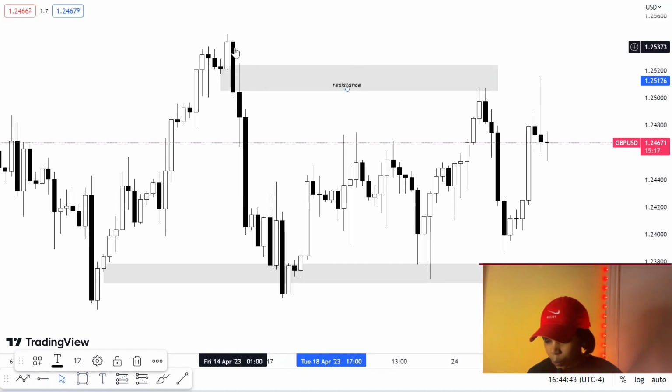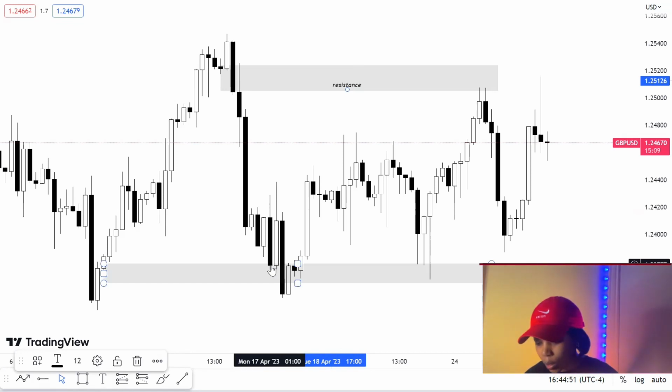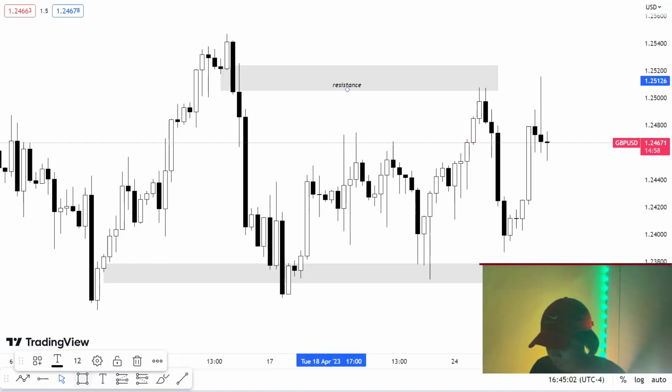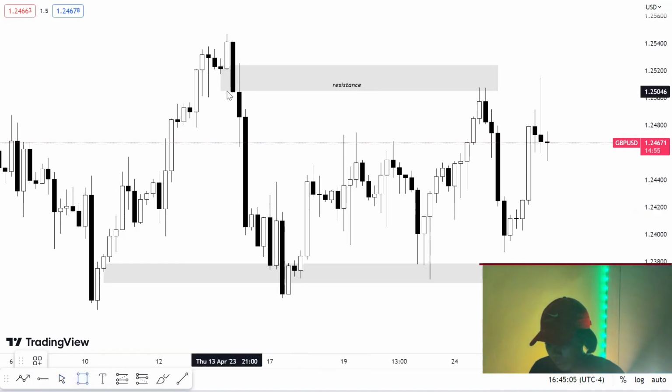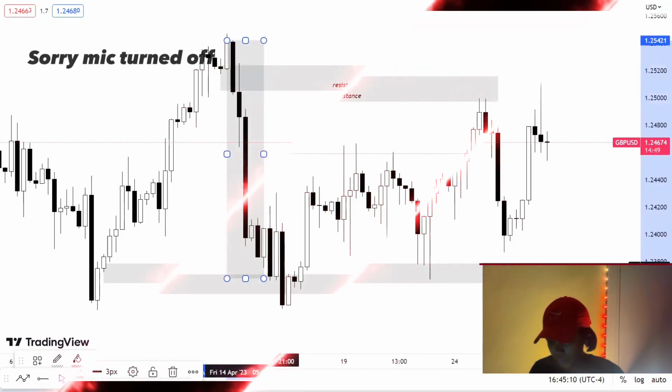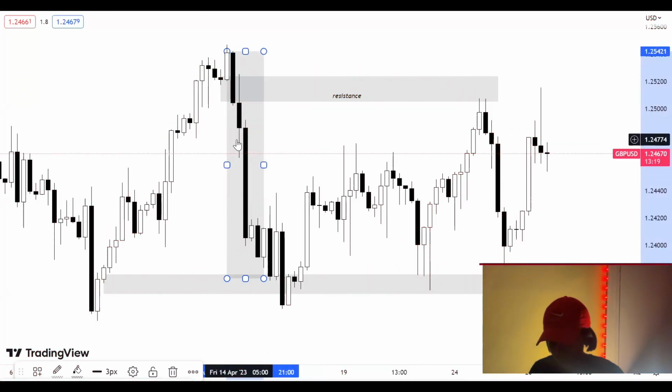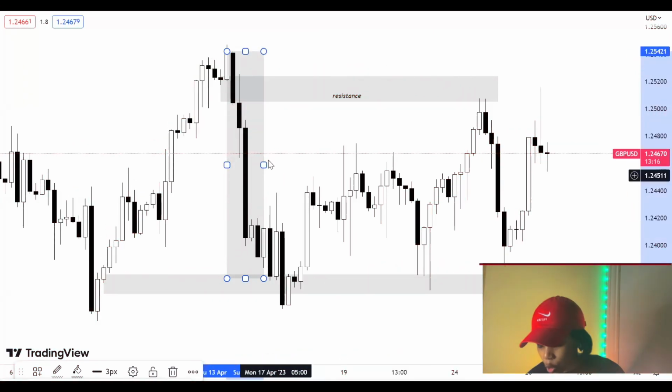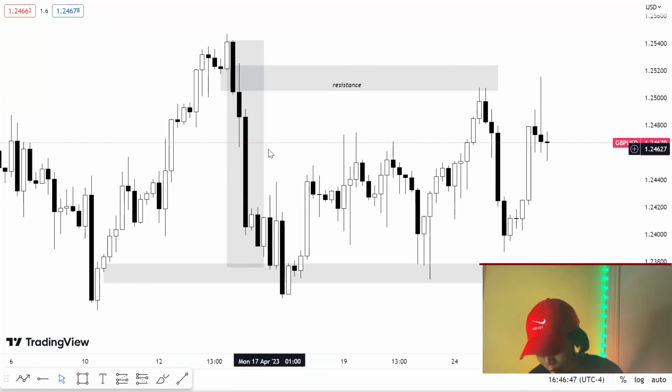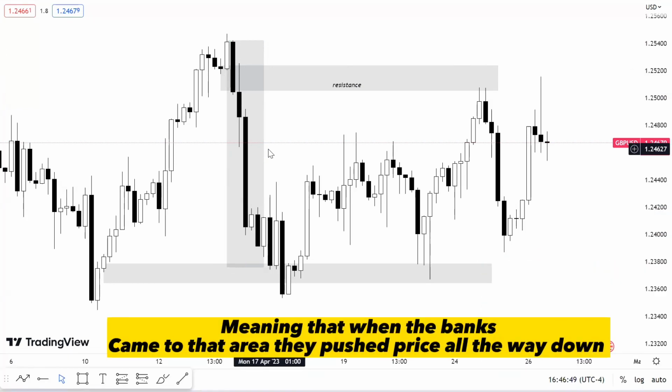So when price pushed down, on this aggressive push down to your support level, there were orders that came through there, and the banks left plenty of orders sitting right on this area. So price was pushing all the way down here very aggressively, okay? Meaning that when the banks came to that area, they pushed price all the way down.